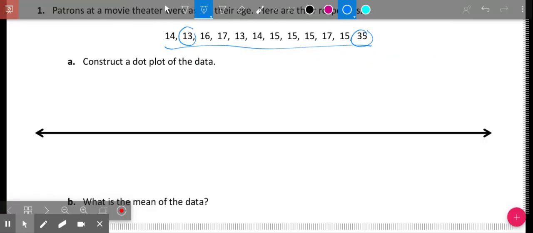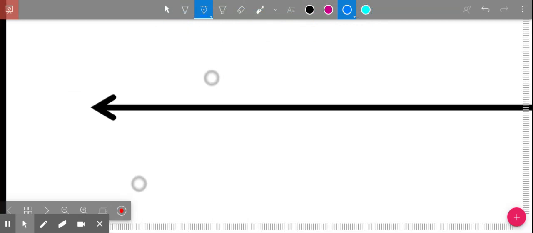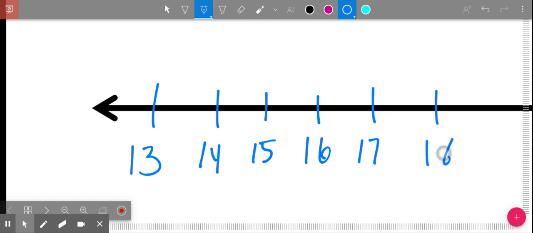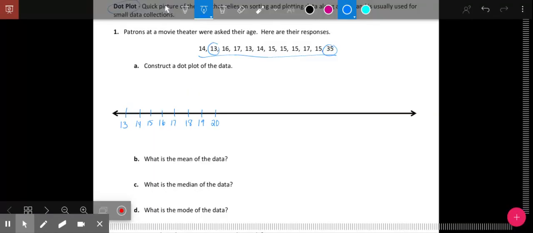So we're going to start on our number line with 13, and we have to go all the way to 35, because every number has to be shown on a dot plot, which is why it's used for small data collections. Okay, so we have 13, 14, 15. All right, everybody should be doing this with me. Make sure I'm leaving enough room. Oh yeah, perfect.